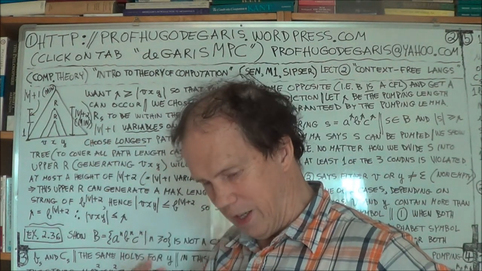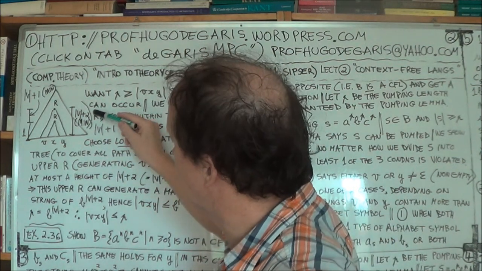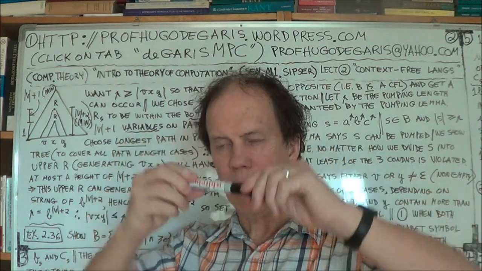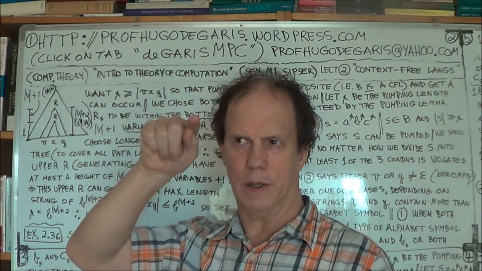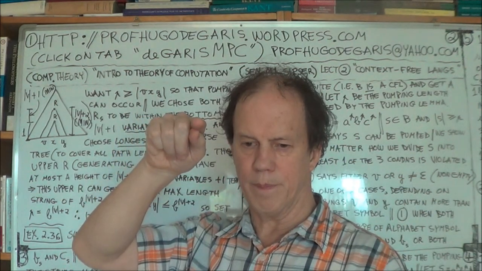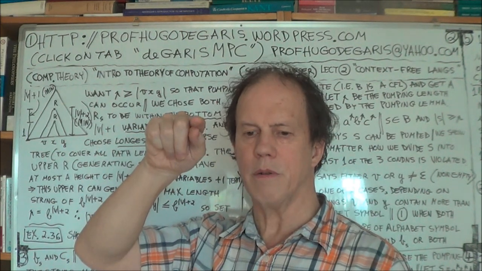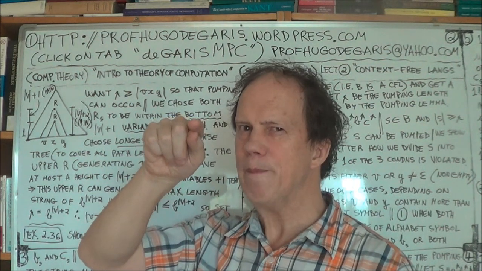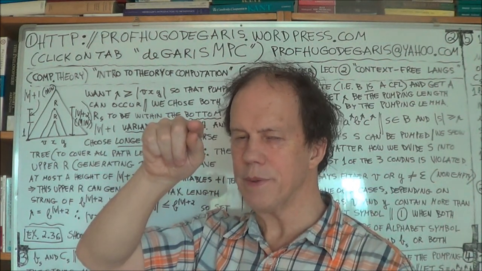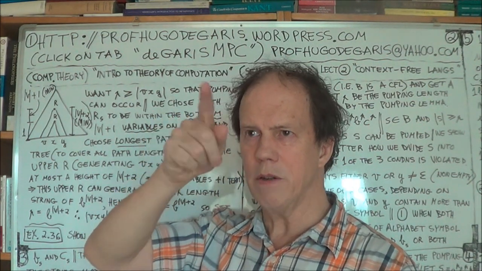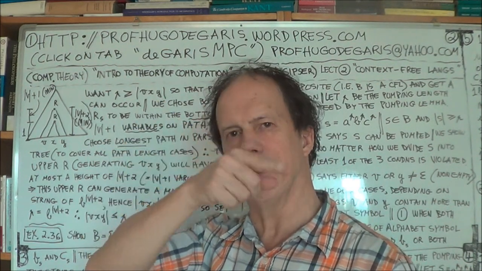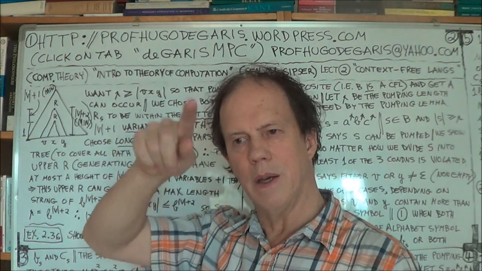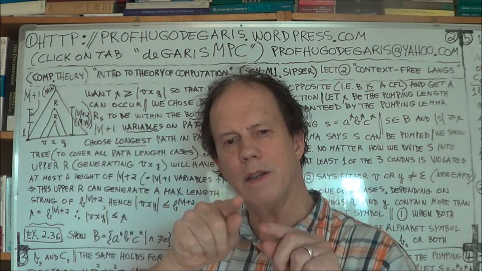Well, it would be b to the power of this much. Can you see that? Say there's a node here, and then you apply the rule that has b symbols on its right-hand side. Well, then you'll get little b children from that parent node.